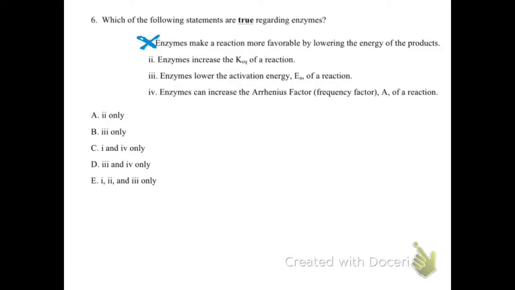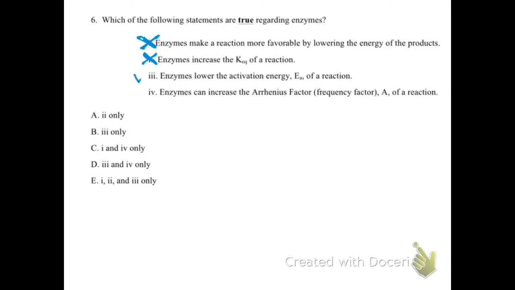So this is implying that enzymes allow us to create more products. They make a greater product-reactant ratio. This is also not true. Enzymes do not do anything to change the relative amount of products to reactants at equilibrium. All it does is speed up the rate at which we get to equilibrium. So that's also false. 3, enzymes lower the activation energy of a reaction.